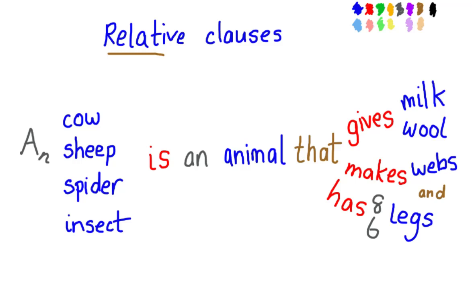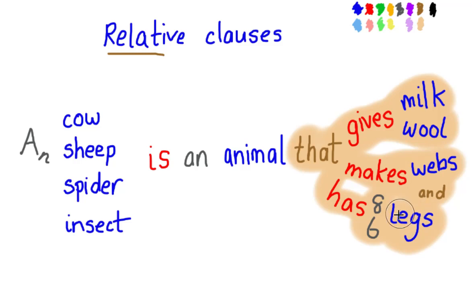And if we're going to use colour, we can show that all of this, that gives milk, and that gives wool, or that makes webs and has 8 or has 6 legs, all of these are relative clauses.